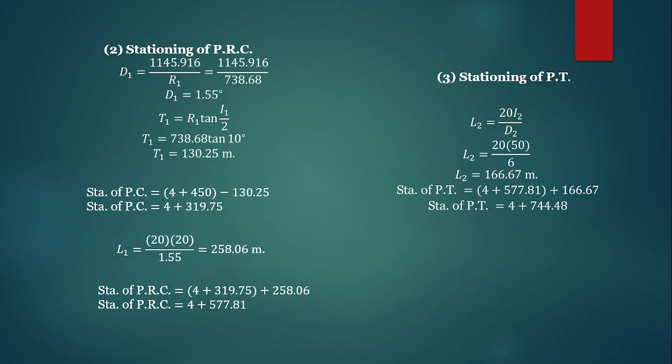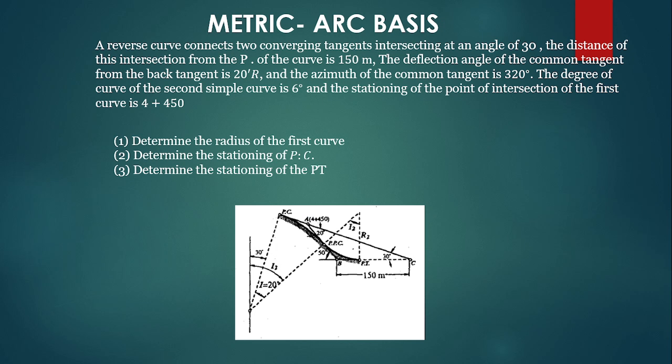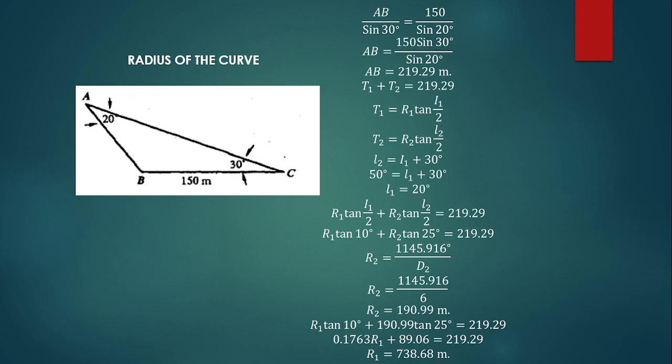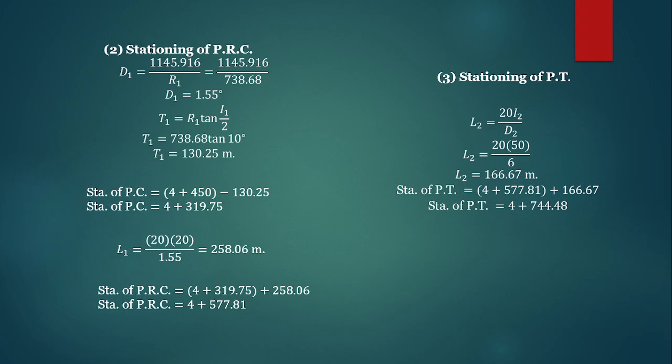And then for me to have the value of L1, I used the formula 20 times I over D1, which is 20 times 20 over 1.55. It equals 258.06 meters. Stationing of PRC is equals to 4 plus 319.75, the value of PC, plus yung value ng L natin na 258.06, resulting to 4 plus 577.81.